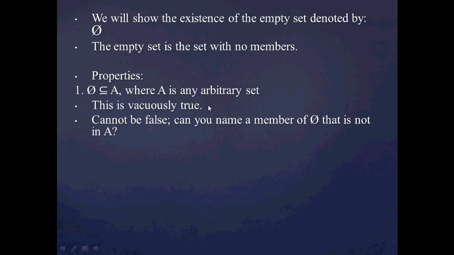And if you're still not convinced by that, ask yourself, could this statement be false? Can you name some member of the empty set which is not in A? This is something you normally do when you argue that something is not a subset of something else. You would name some member of the set on the left-hand side that is not a member of the set on the right-hand side. So the statement is really only true because it can't be false, or it's vacuously true.